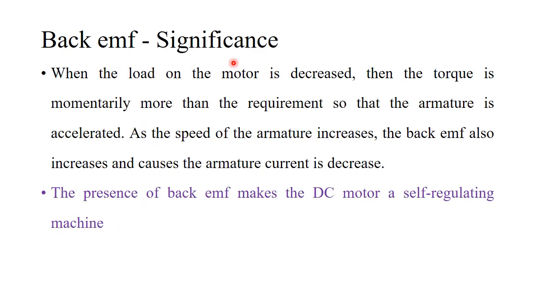Back EMF significance. The main importance or advantage of having this back EMF is that it can produce a self-regulating action. For example, when the load on a motor is decreased, then the torque will be more, so the armature is accelerated. When the speed is increased, the back EMF is also increased and causes the armature current to decrease, so that it can prevent accidents. Otherwise, if the armature current is very high, it may lead to fire or accident.